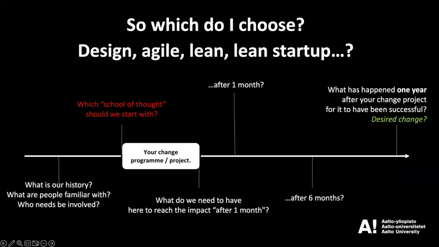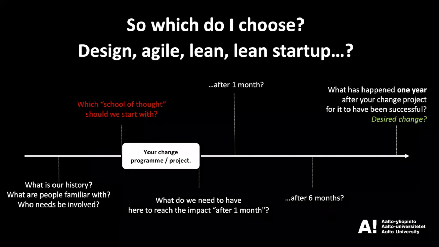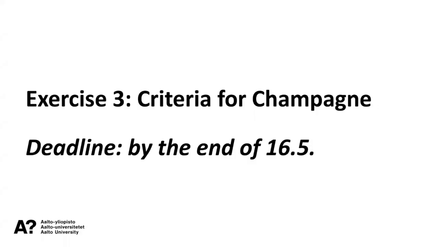Ta-da! And that's another way of thinking about it. You understand the desired impact. You could probably do the context too. And then, of course, next, you would do the dumb goals, which is exercise 3, criteria for champagne. This week's exercise, 1 week to deliver.